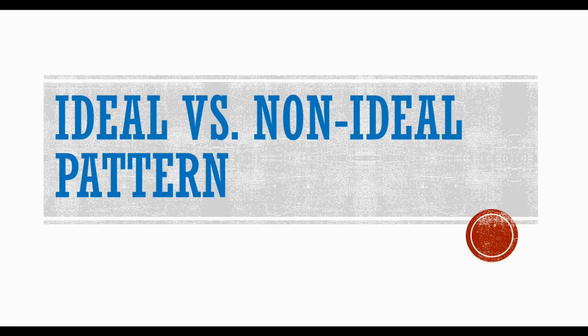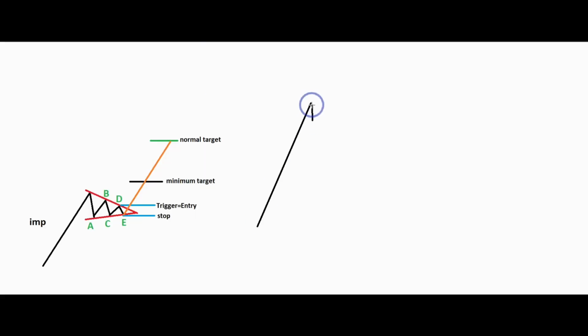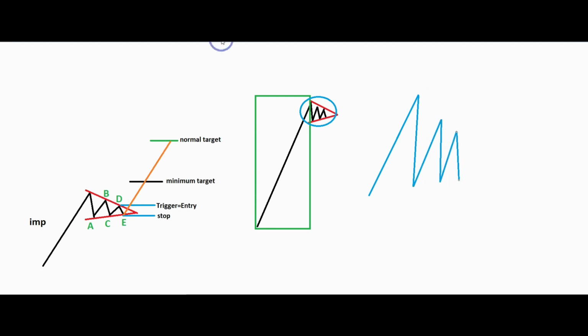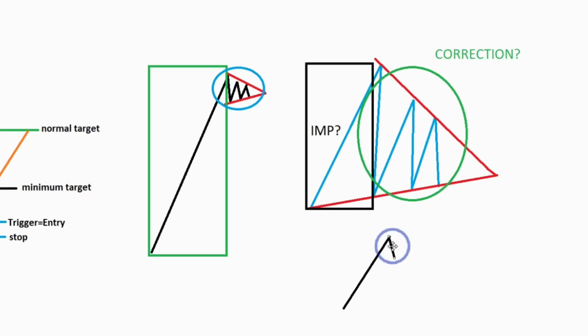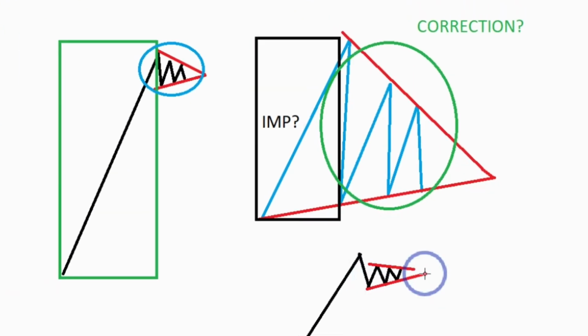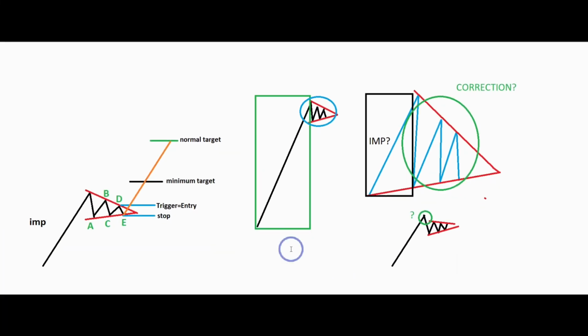Ideal versus non-ideal pattern. The most important principle in these patterns is being ideal. This means that the movement and correction must be proportional to each other, and the slope of the correction should be appropriate. As you can see, the following cases will be considered non-ideal due to the lack of proportionality.